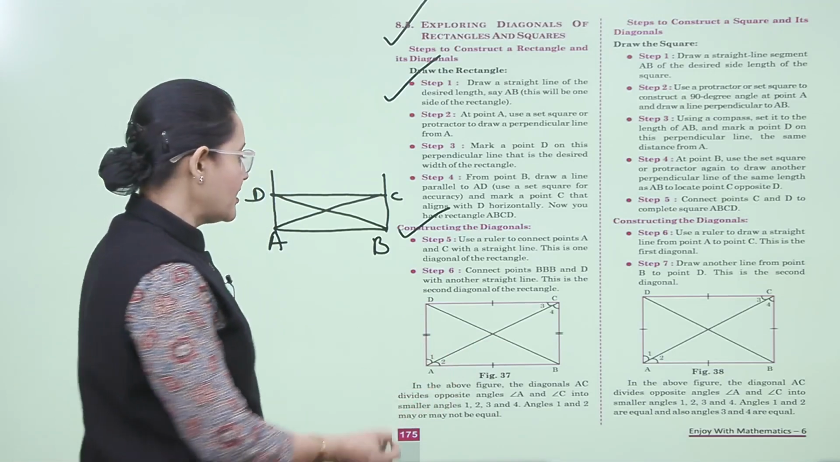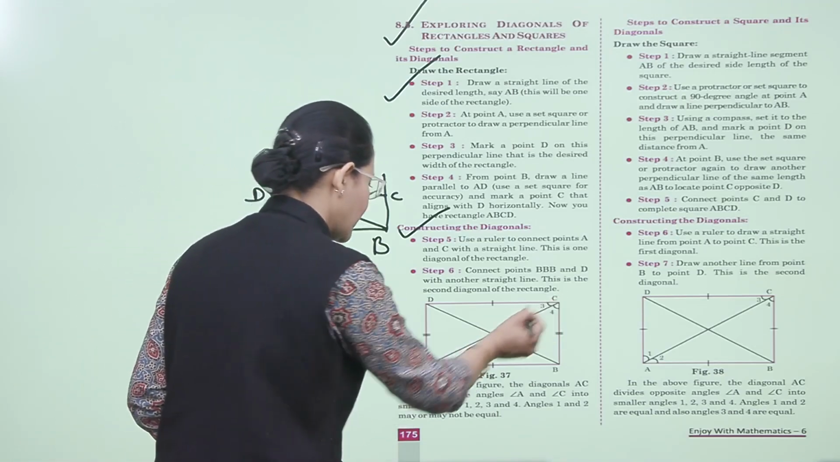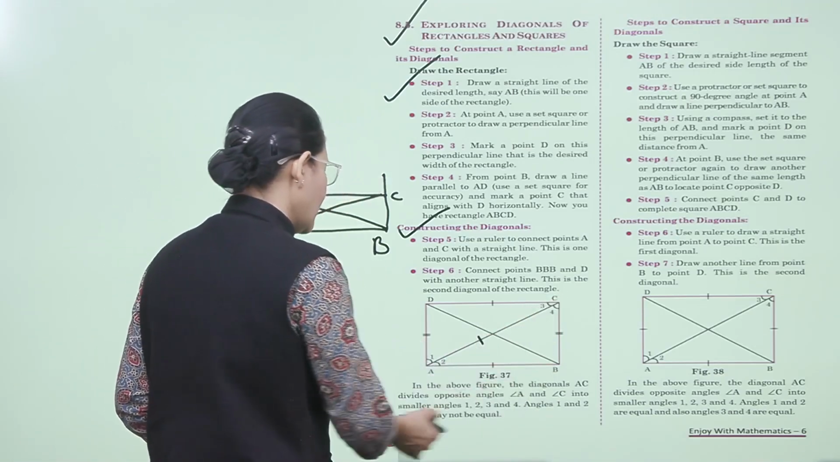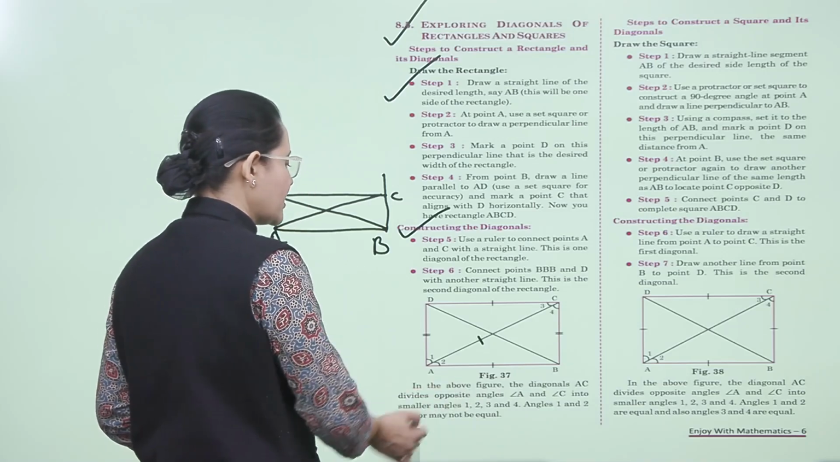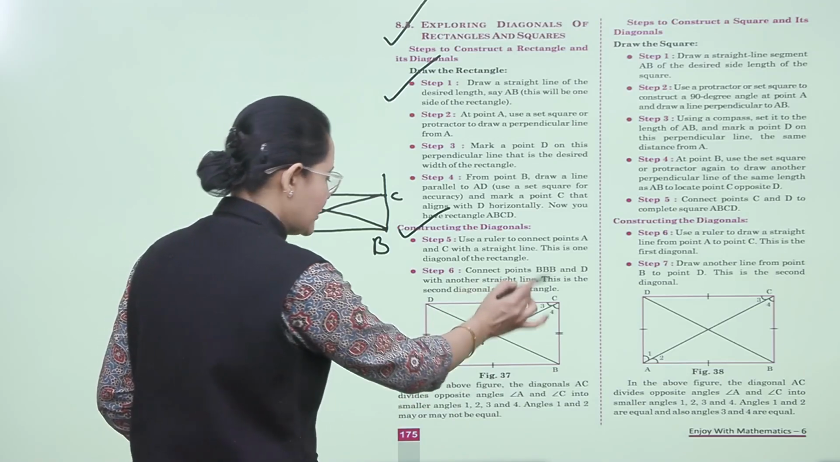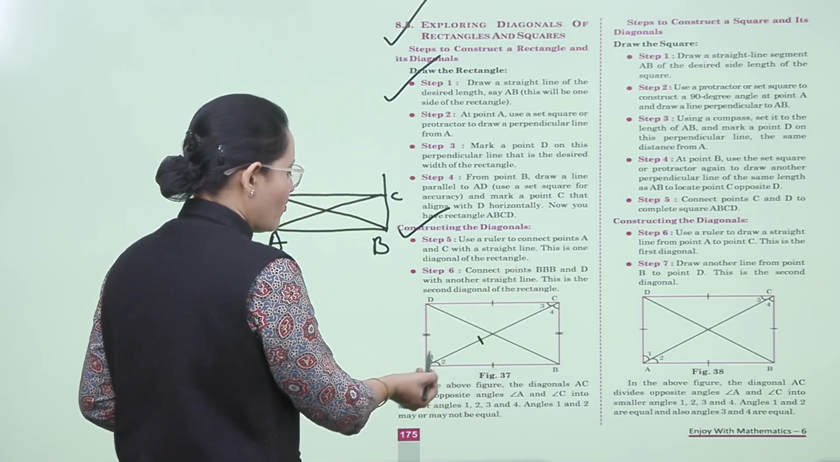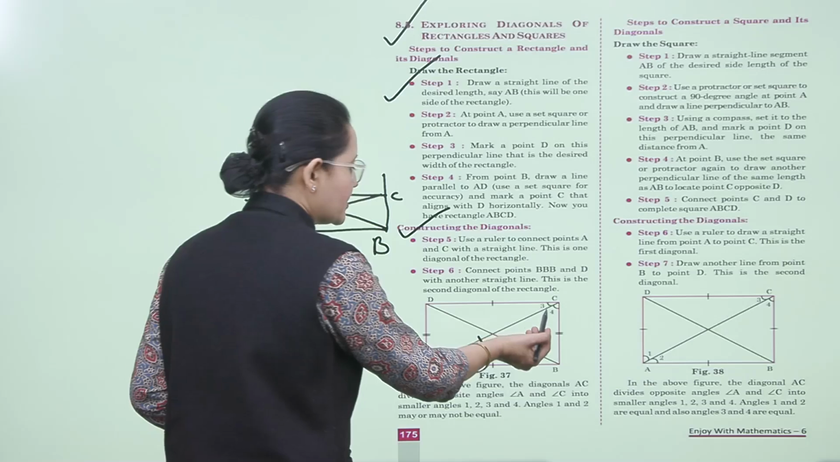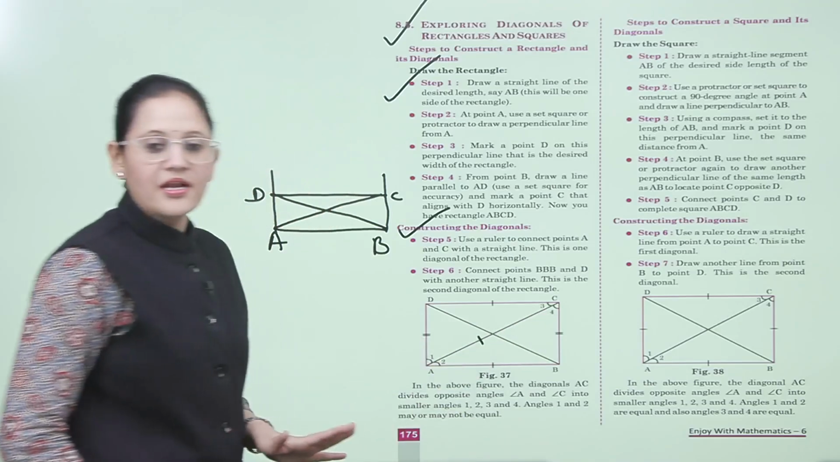In this figure, diagonal AC divides the opposite angles A and C. So that will divide the angles A and C into two parts each: angle A into 1 and 2, angle C into 3 and 4. Clear?